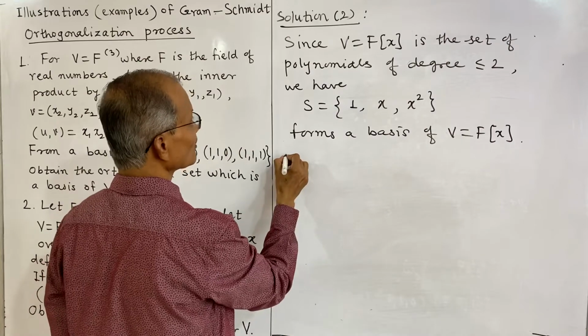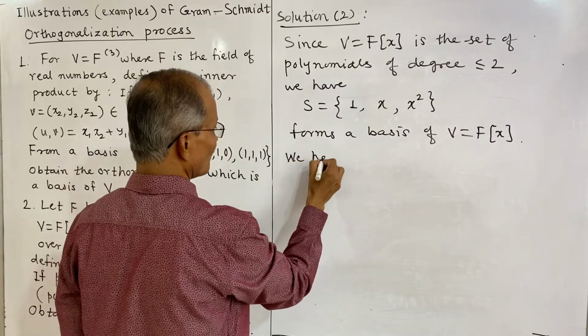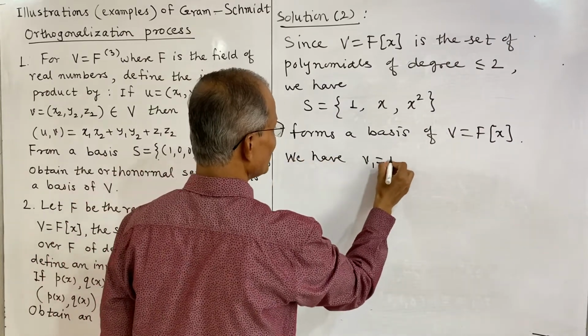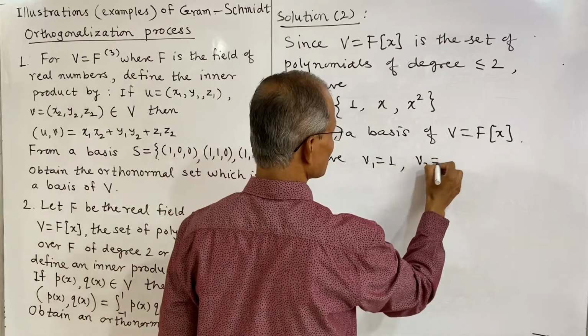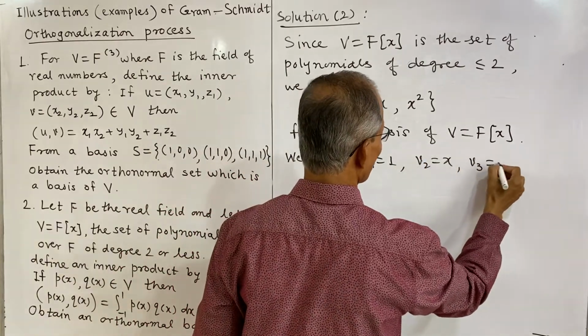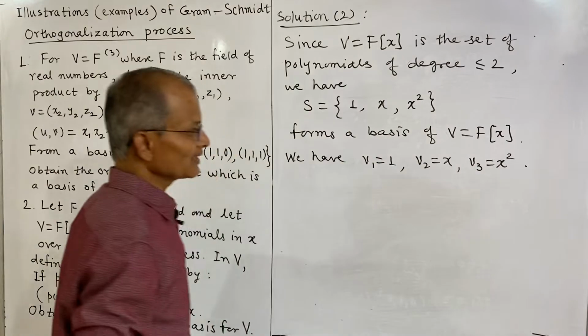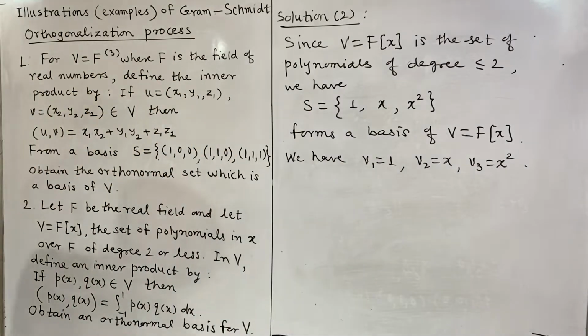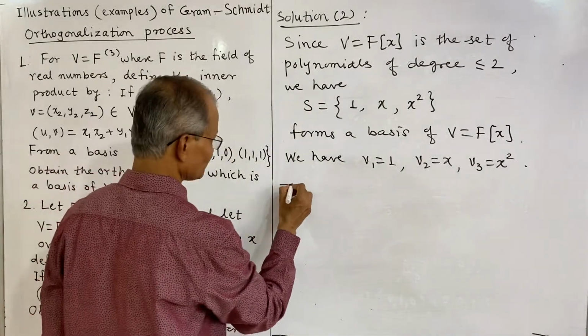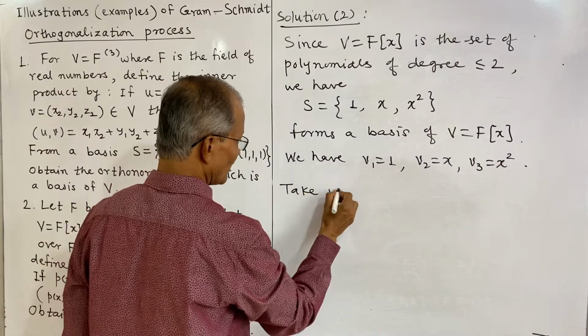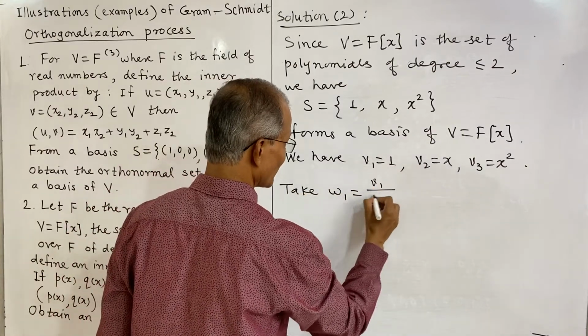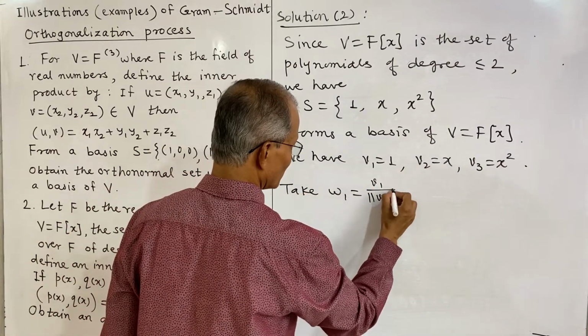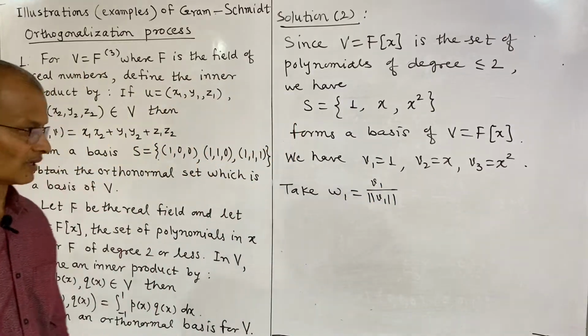We have V1 is 1, V2 is x and V3 is x square. First vector we shall obtain as W1. Take W1 as V1 divided by norm of V1. So that is in the proof of the theorem.